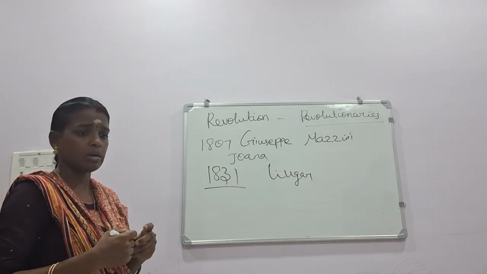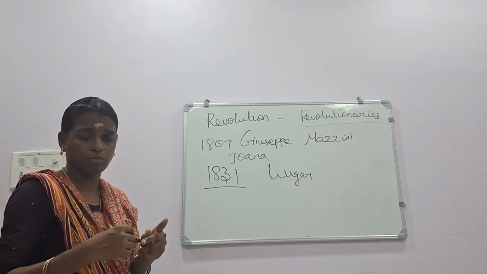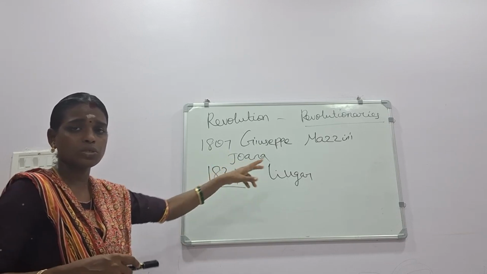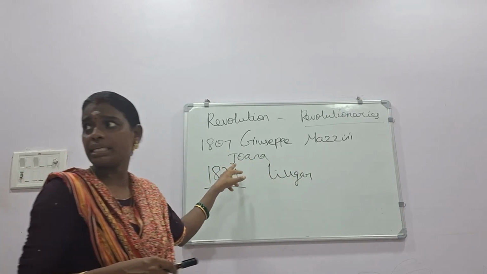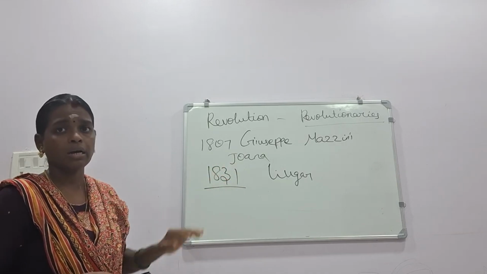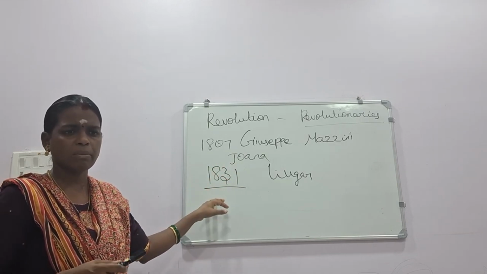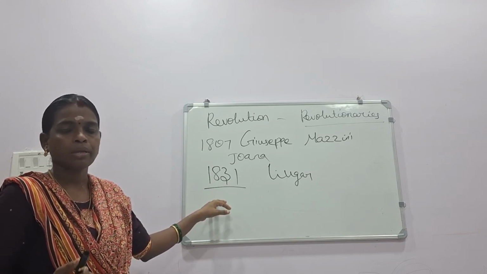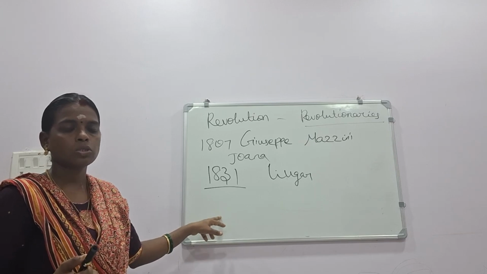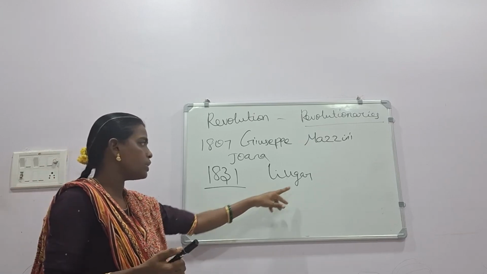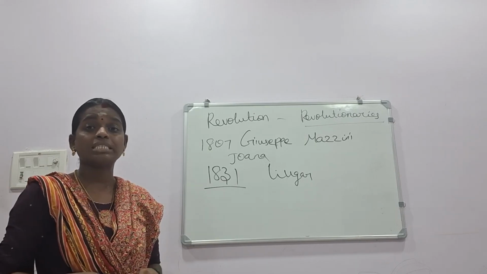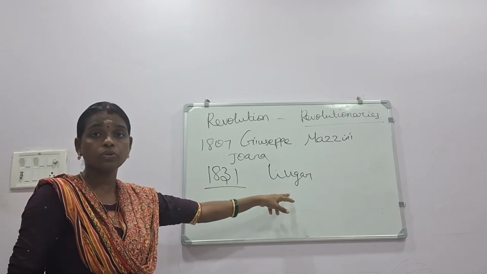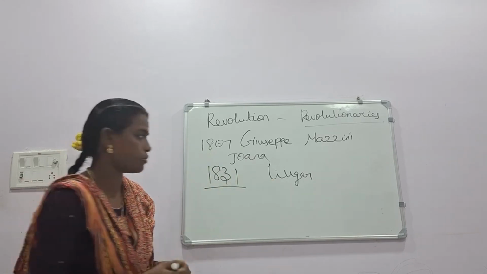One more time, now I'm explaining the information regarding the revolutionary whose name was Joseph Mazzini, who was born in 1807 in the place of Jona, and he became a member of a secret organization and started many revolutions, especially in the year 1831, when he started the revolution in the place of Luger. That revolution was done at the age of 24. When he led the Luger revolution, his age was just 24.